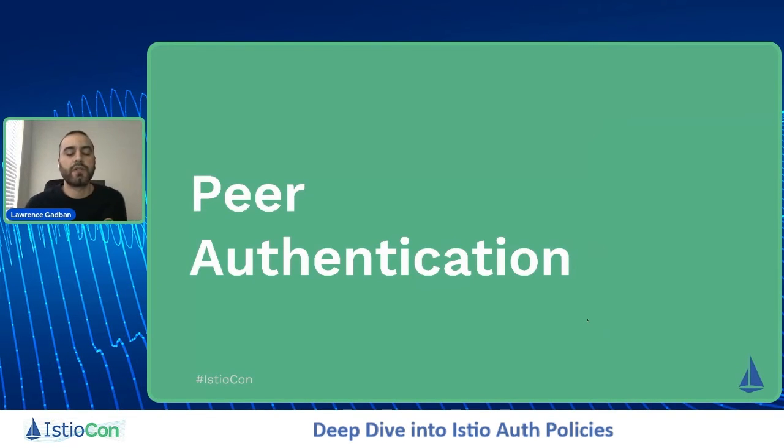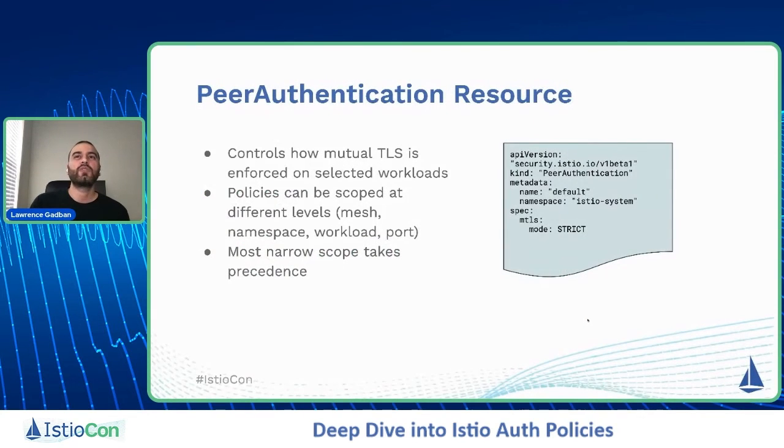So let's take a look at the first policy, which is the PeerAuthentication policy. The PeerAuthentication resource is really about how mutual TLS is enforced. By default, we're in permissive mode, but you can change that by using a PeerAuthentication resource. You can scope this policy to various levels. You can do a mesh-wide config, a namespace-wide config, or target individual workloads. And with PeerAuthentication, you can even go down to the port level, so you can have port level config for mutual TLS.